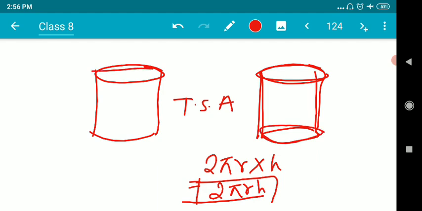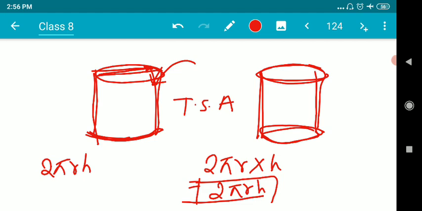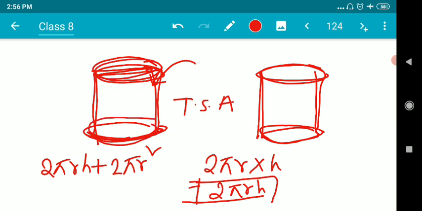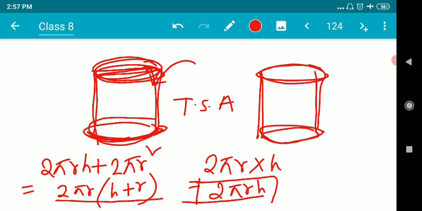But if the cylinder is closed by its cover, it will definitely behave like a container. So in that case, the total surface area to be calculated is 2 pi r h plus 2 pi r square, because both the ends are pi r square and pi r square, because the ends are circular. So naturally by taking 2 pi r common we get h inside and r inside. So the final formula is 2 pi r in bracket h plus r.